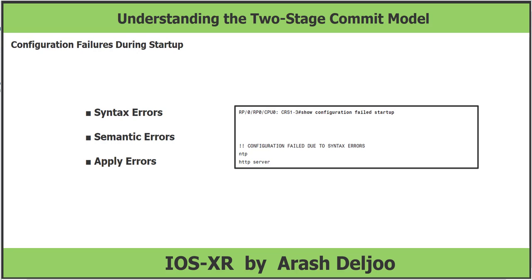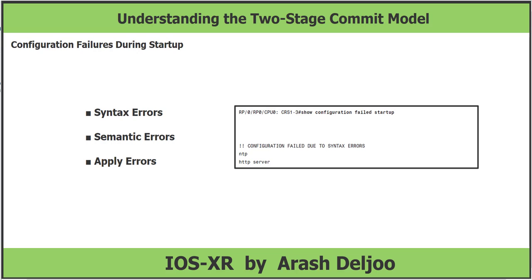And then semantic errors. Semantic errors are generated by the backend component that verifies the startup configuration during boot up. It is up to each backend component owner to analyze the cause of the failure. And finally, apply errors. Apply errors occur when configuration passes the verifier's semantic check and is accepted as part of the running configuration, but the backend component is unable to update its operational state.